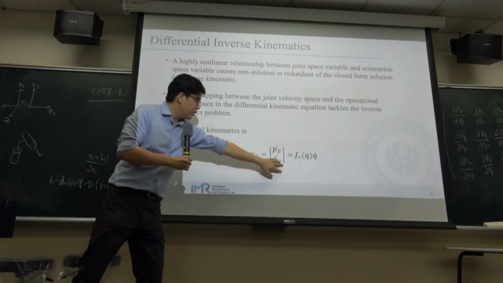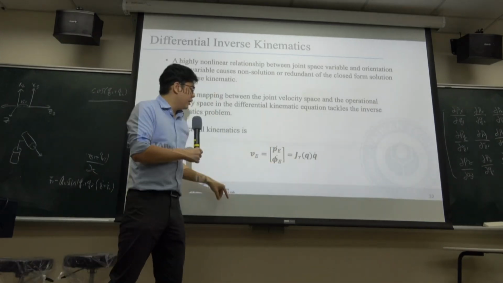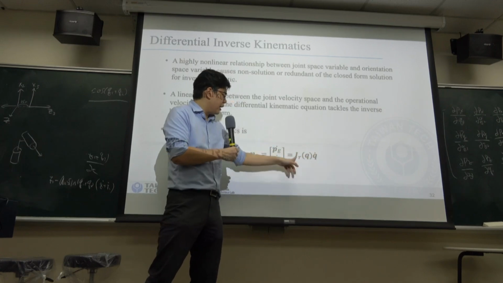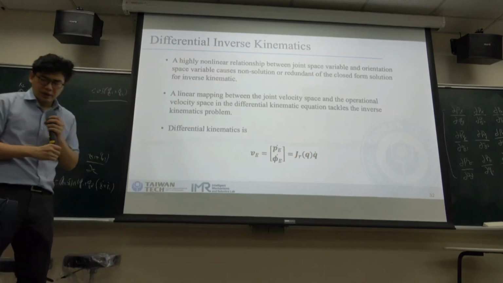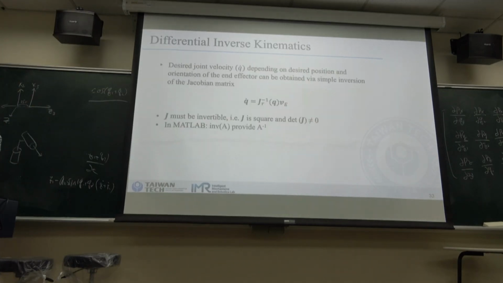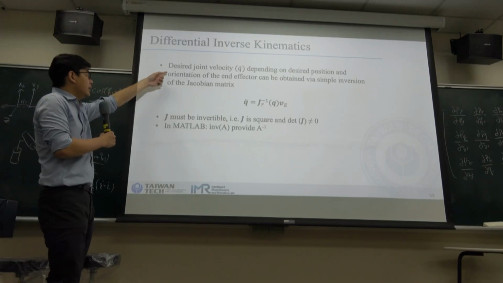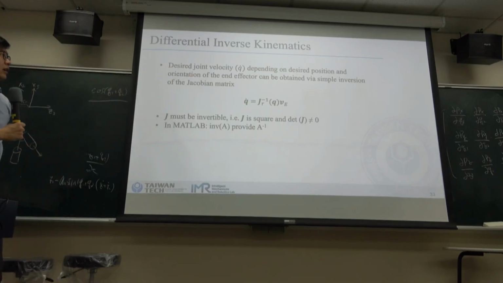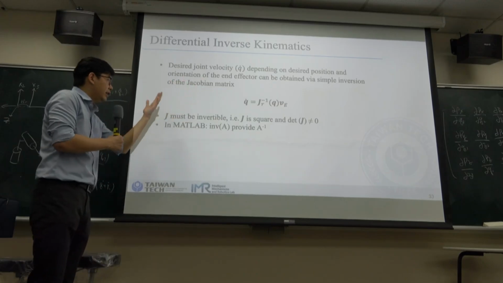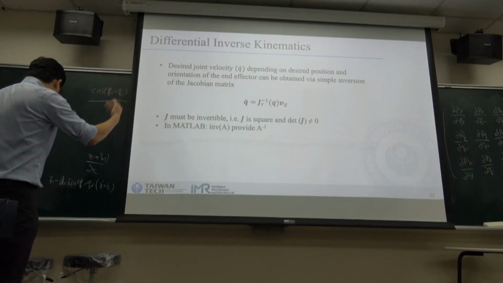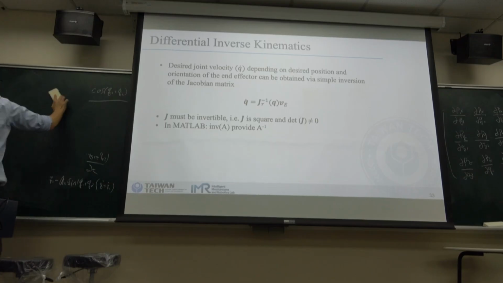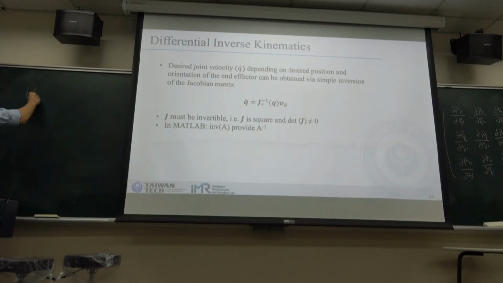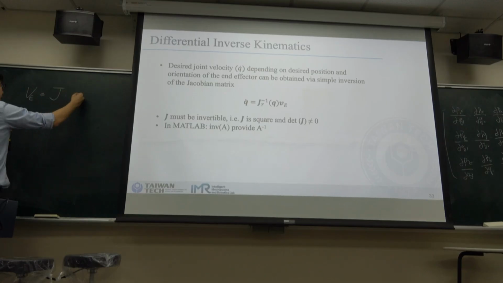So this is the differential or Jacobian method. We know that the velocity of the end effector, and this is the angular velocity of the joint, and in between is the Jacobian matrix. We just remember this relationship. So the desired joint velocity Q dot depends on the desired position and orientation of the end effector, and can be obtained by a very simple inversion of the Jacobian matrix. So if we invert it, we know that the velocity of the end effector is equal to the Jacobian matrix times Q dot.